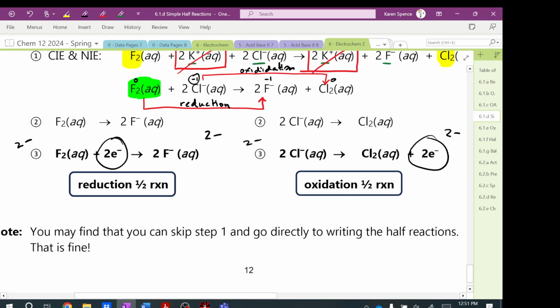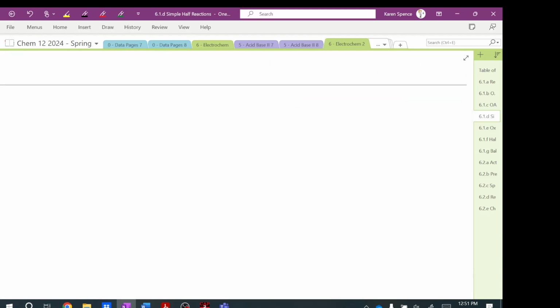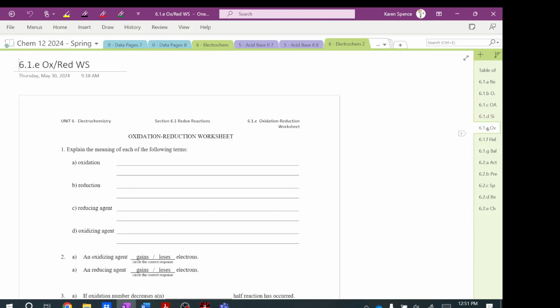You might be able to skip step 1 and go directly to writing the half reactions. That's totally fine. But if you're not able to see it right away, write the complete ionic and net ionic, and that will get you there. Okay? All right. That was easy peasy.